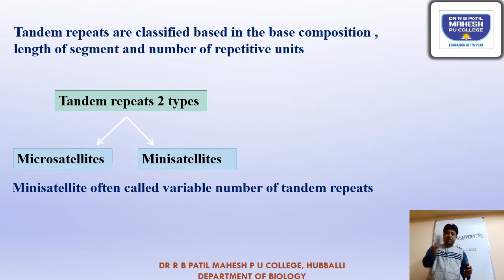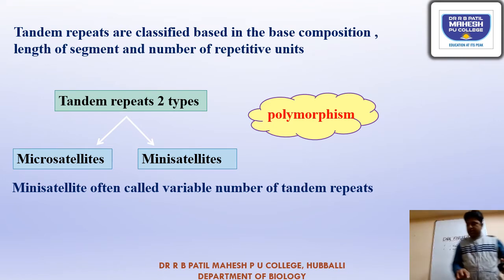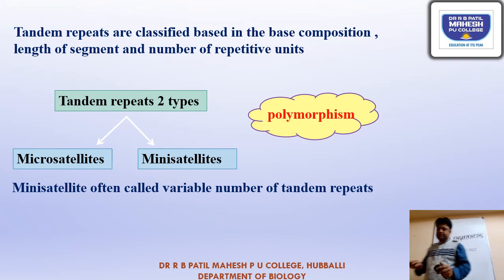I took an example of horse, donkey and human beings. Variable number tandem repeats exhibit polymorphism. We'll discuss later what is polymorphism. So DNA polymorphism is a base for genetic mapping and DNA fingerprinting.